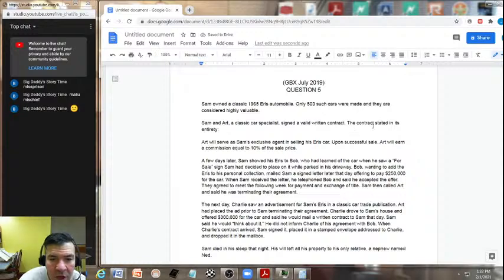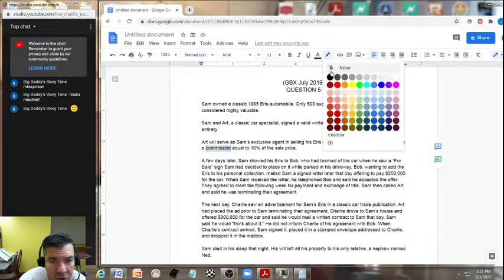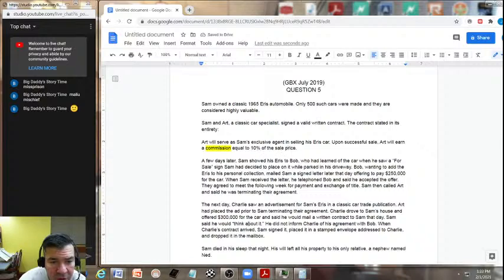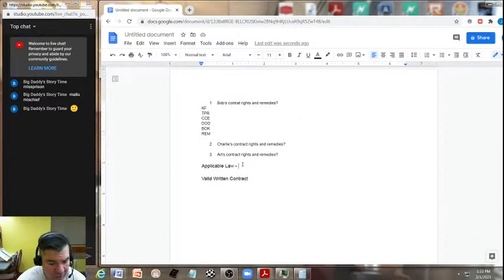Now, the contract stated in its entirety, Art will serve as Sam's exclusive agent in selling his classic Heiress car. Upon successful sale, Art will earn a commission. I have to point this out, a commission equal to 10% of the sale price. So it looks to me like we have a common law services contract. Down here in a written contract, we want to make sure to point out mutual assent, consideration, and that there's no statute of frauds defense applicable here, which I don't see, because it is a validly written contract.